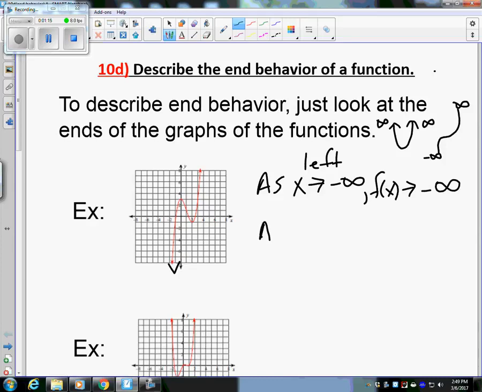So then on the right side of the graph, as x goes to positive infinity, so this is the right side of the graph, as it goes to positive infinity, you're just looking at the ends of the graph, nothing in the middle. Don't look at the middle part of the graphs. In this case, it's just the ends. That's what end behavior is about. So at the right side of the graph, what's happening to it? It's going up to positive infinity.